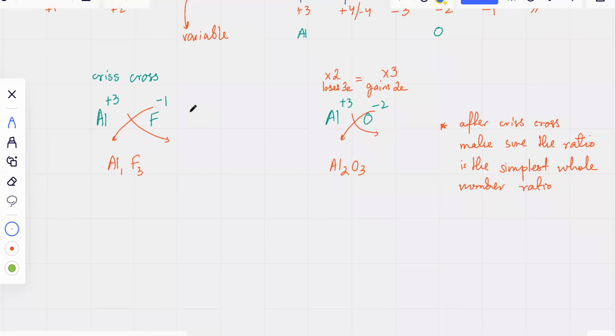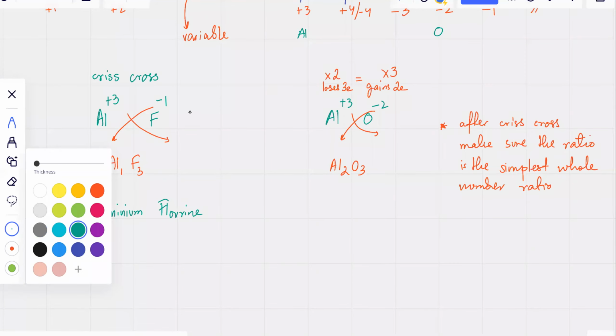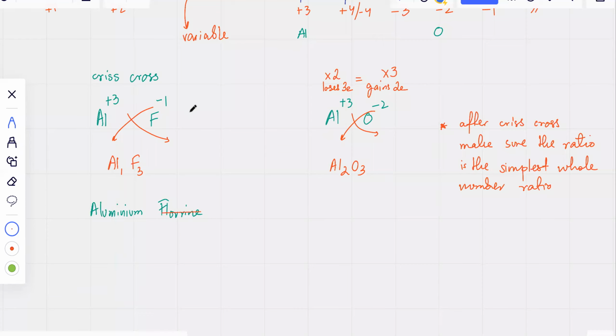So what is the name here? Two things. There's aluminium ion, the positive ion, and the other one is the fluorine ion. The positive ion name never changes. Aluminium atom or aluminium ion, it still remains aluminium. But the negative ion's name always changes. Instead of fluorine, it's going to become fluoride. IDE comes at the end. You're going to start calling it fluoride. So the name of the formula is going to be aluminium fluoride.